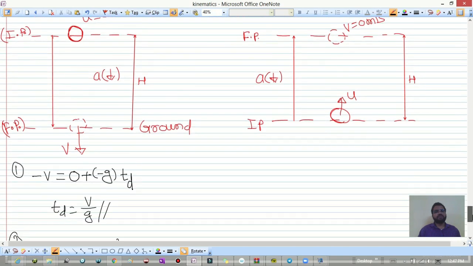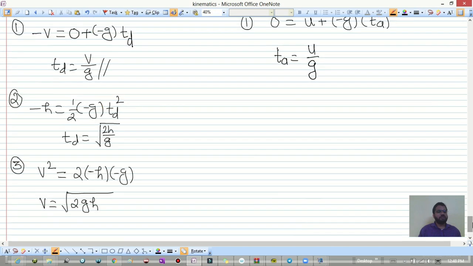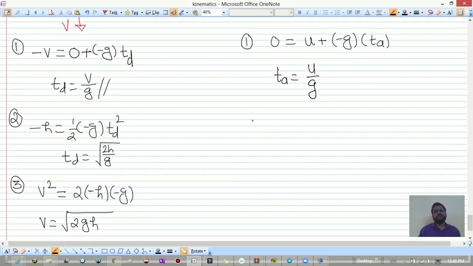Now for the second diagram, first equation of motion we can write: final velocity is 0, which is equal to initial velocity u plus at, where a is minus g, into time t, which is called the time of ascent over here. What is time of ascent? It is the time required for a body which is thrown from the ground to reach the maximum height. So that is the time of ascent. Time of ascent ta is equal to u divided by g.